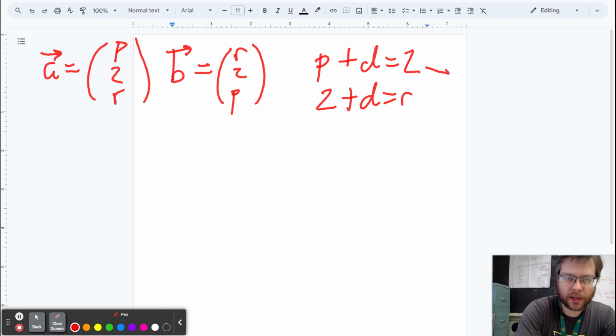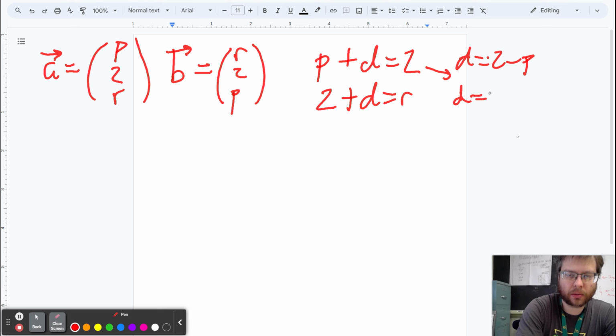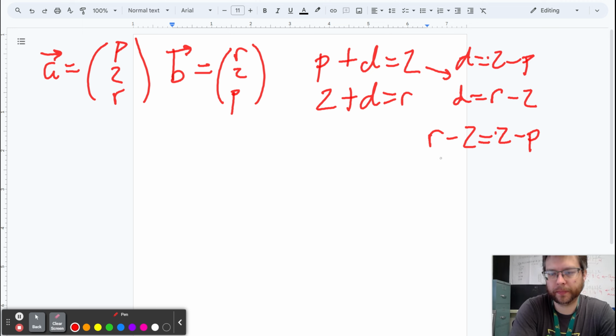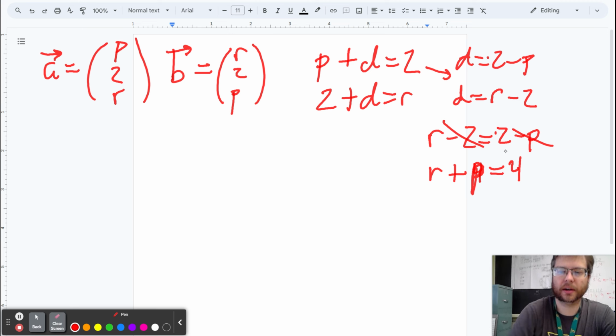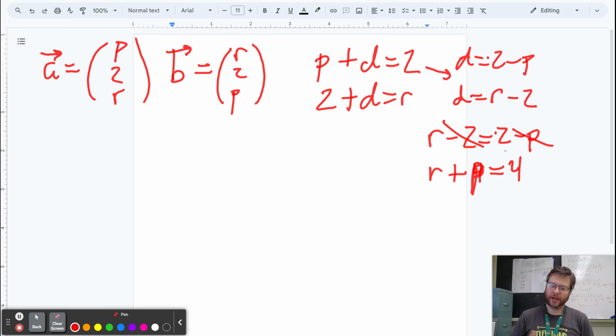In other words, if I solve for D, then I get D equals 2 minus P, D equals R minus 2. In other words, one version of D has to equal the other version of D. R minus 2 equals 2 minus P. So R plus P has to equal 2 plus 2. Oops, I wrote that backwards. R plus P, if I add P to both sides, and I add 2 to both sides, I get R plus P equals 4. So I don't know how I'm going to use that, but I will.